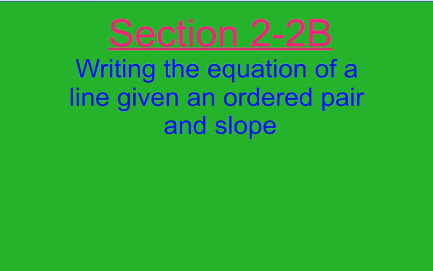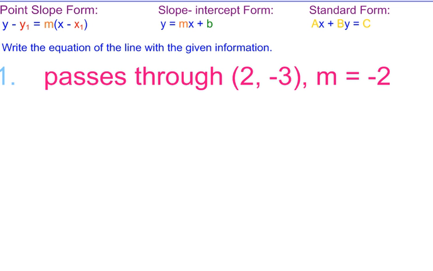This lesson is going to be on writing the equation of a line given an ordered pair and a slope. So our first problem, you'll notice that above I give you all three forms: point slope form, slope intercept, and standard form. When we do these together, we're going to practice writing them in all three forms, and then when you do your homework, they're going to ask you for a specific form, and you're going to have to know where to stop that problem or where to keep going. So we'll do all three forms for each one here.